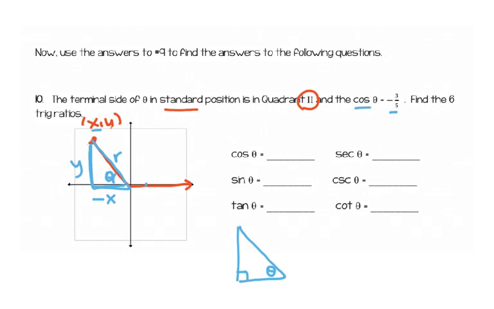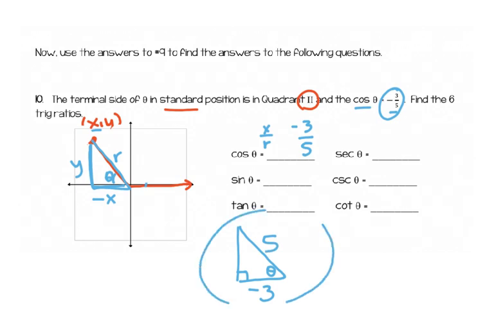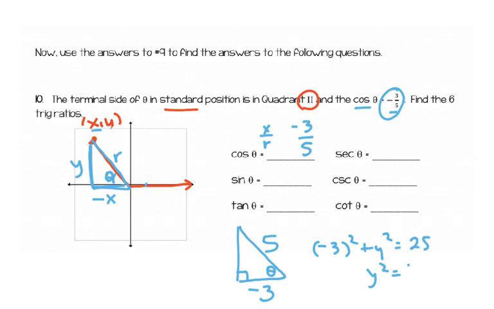So I've got the cosine, which is adjacent, x, over hypotenuse. I know that r can't be negative, so the x has to be the negative. So this is going to be negative 3. And the radius, or the r, has to be 5, because that's what this is telling me. Given that information, can you find what y is? Using the Pythagorean Theorem, negative 3 squared plus y squared is equal to 5 squared. So y squared is equal to 25 minus 9, so y would have to be 4.